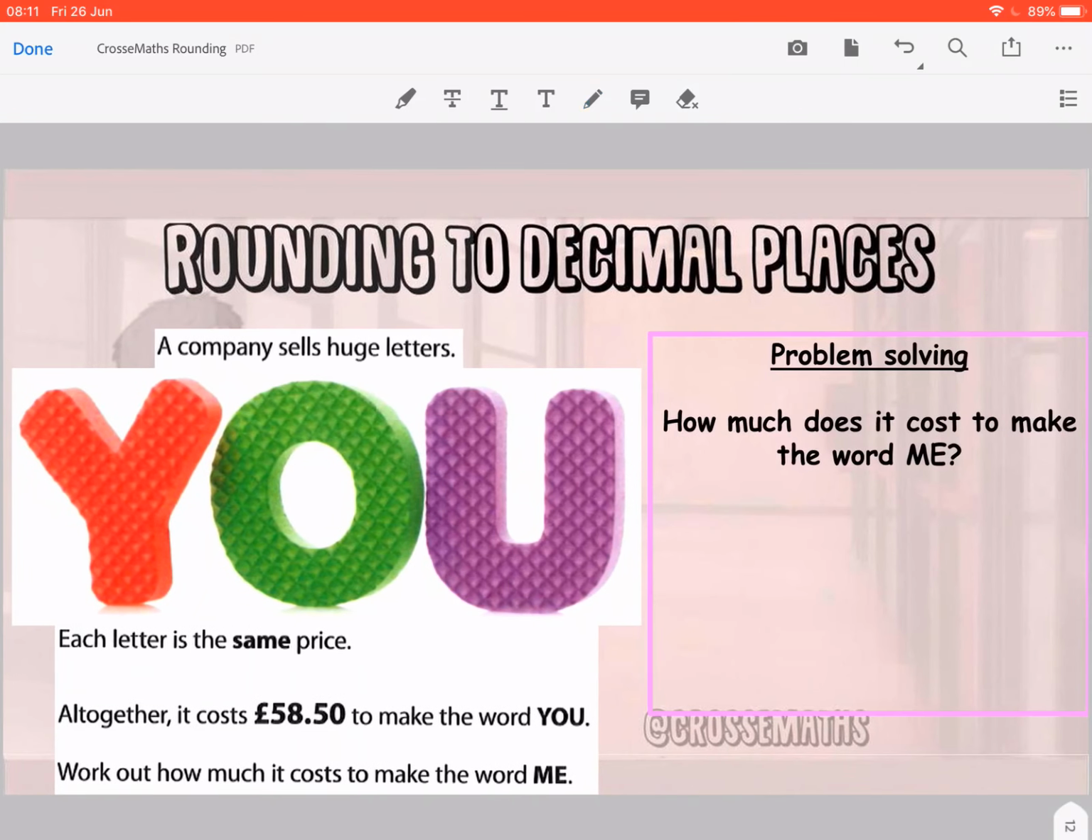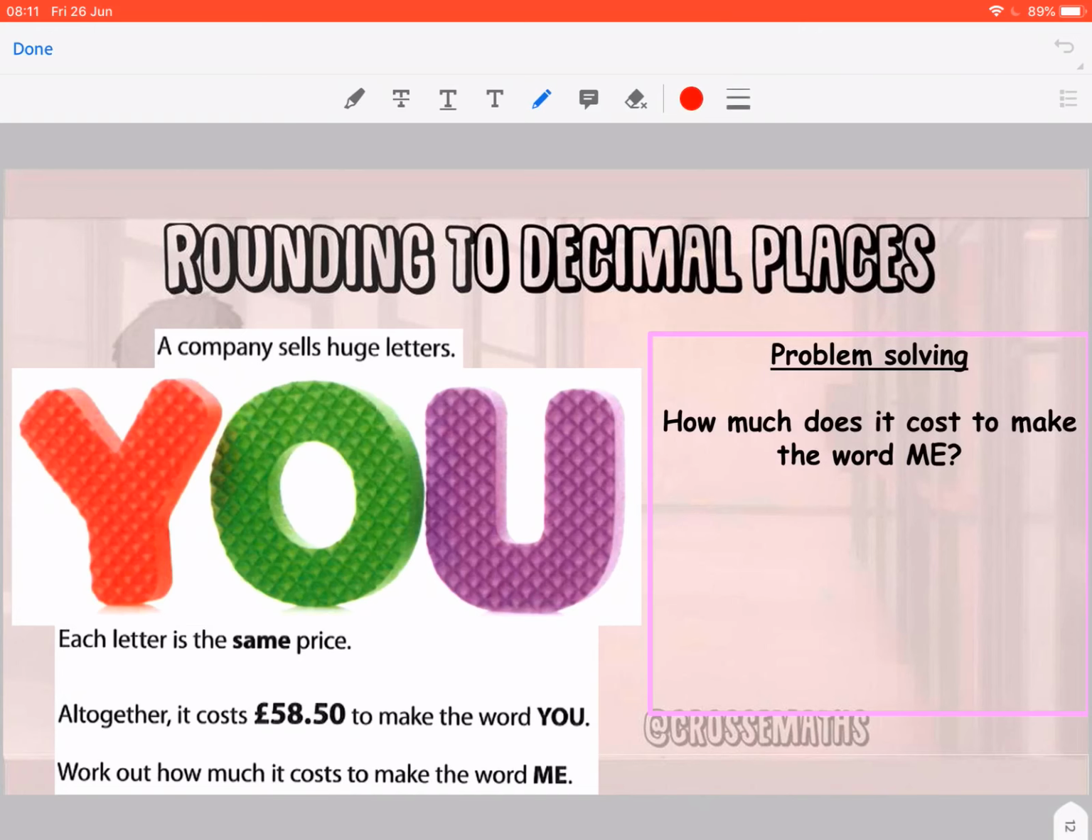Right, the very last thing we do, a bit of problem solving. Pause the video now, and I'd like you to have a go at working on this company that sells huge letters. Right then, I'm going to have a go at this. The company sells huge letters. The one we've got is U. Each letter is exactly the same price. Altogether, this one that we've got costs £58.50. Work out how much it costs to make the word me.